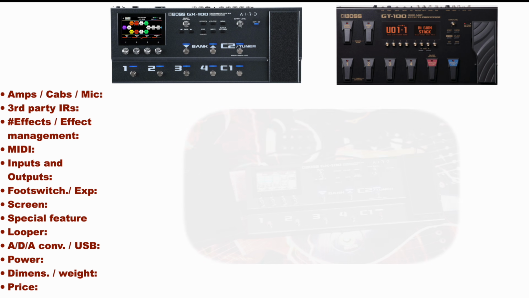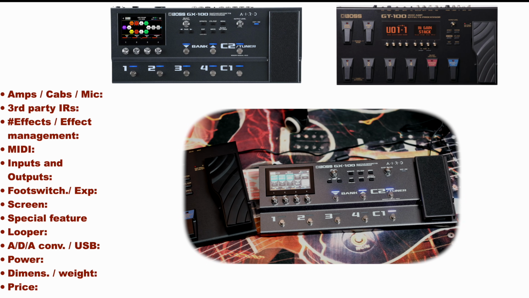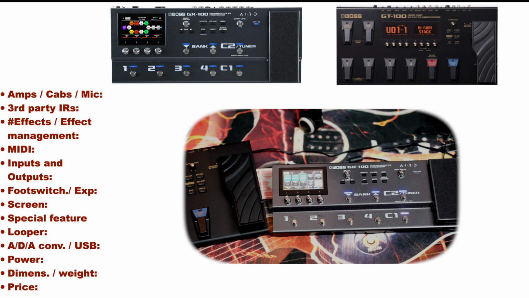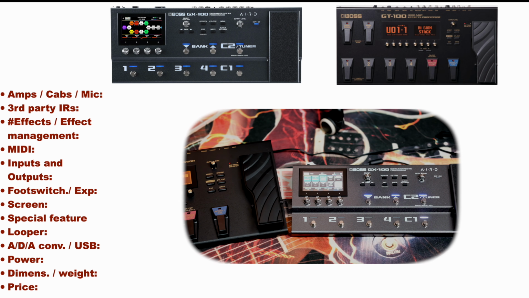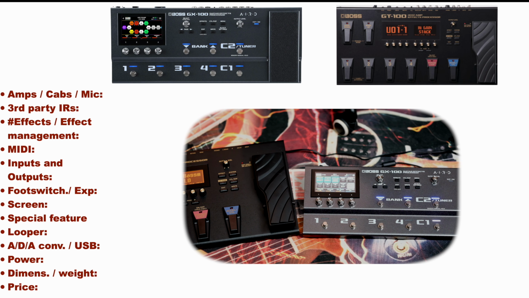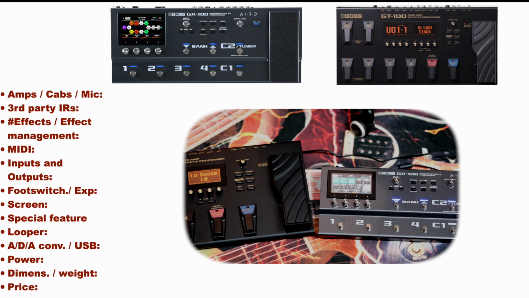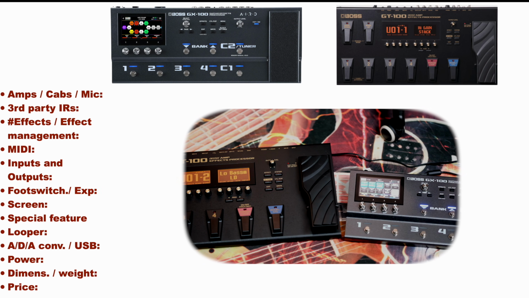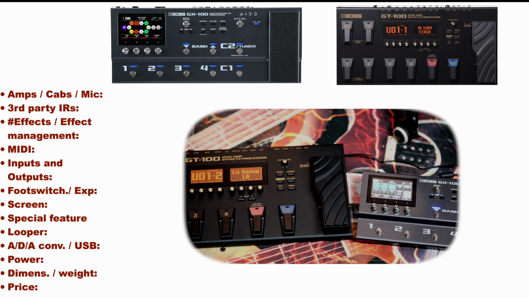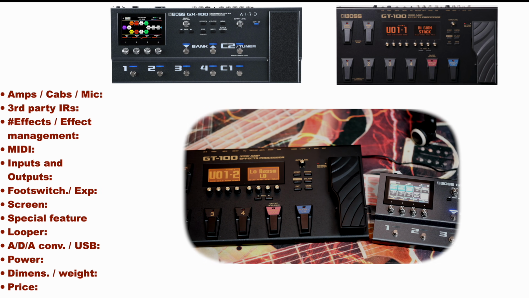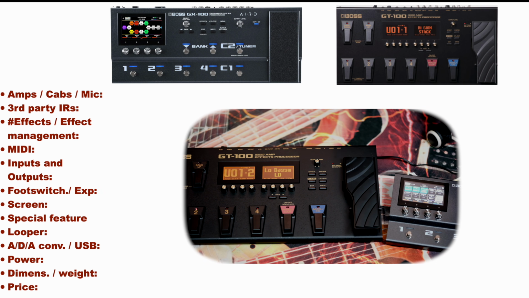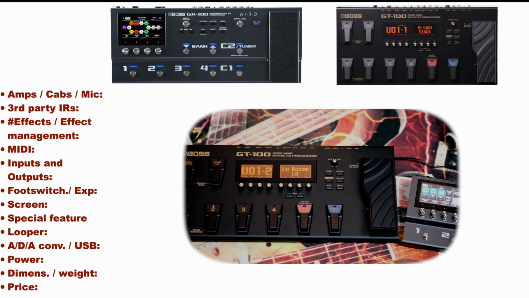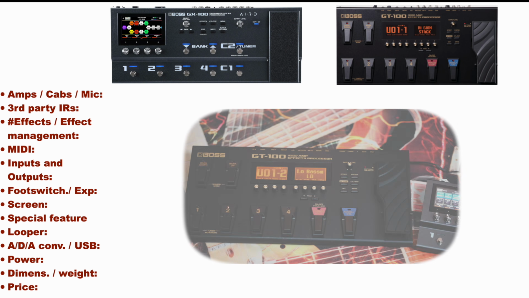We will now compare the two units among the following characteristics: number of amps, cabs and mics built-in, third-party IRs availability, number of effects and effects chain management in general, MIDI availability, inputs and outputs available in both the units, foot switches and expression pedals, screen size and type, special features available with both the units, looper and drum machine, ADA conversion and USB channels, power, dimensions, weight and price.